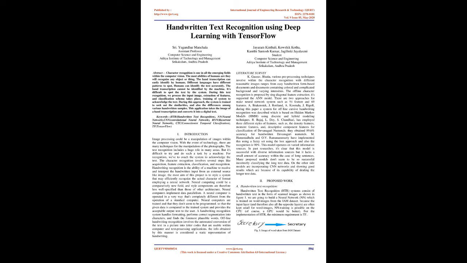Literature survey. Kagwarov, Badia: various pre-processing techniques involved in character recognition with different reasonable images, ranging from simple handwritten form-based documents to documents containing colored and complicated backgrounds and varying intensities. Offline character recognition is proposed by Singh using diagonal feature extraction. It's based on the ANN model. There are two approaches for building the neural network system, such as 54 features and 69 features.